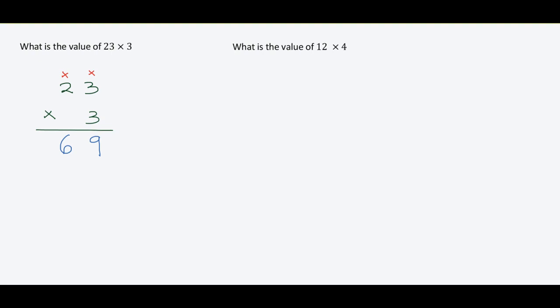Next question, we have 12 multiplied by 4. So we'll start from the right column. 2 multiplied by 4, we have 8, and then we switch over to the next column. 1 multiplied by 4, that's going to give you 4.